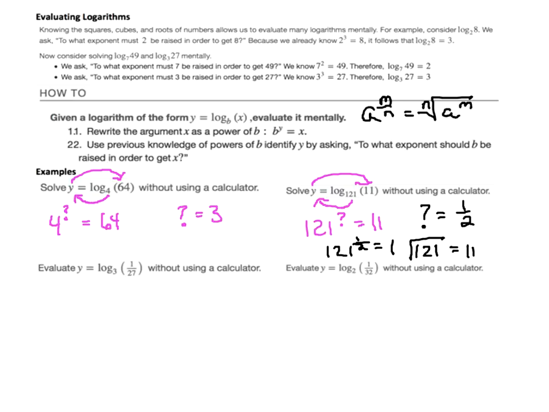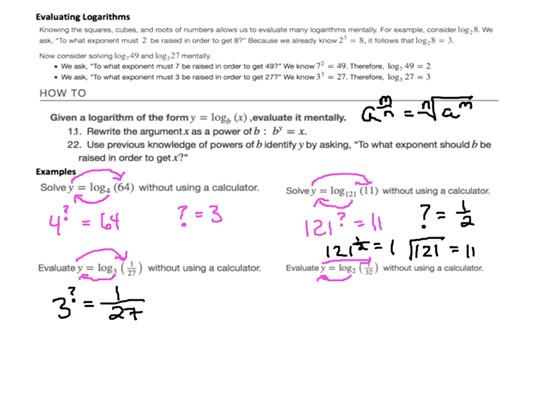Okay, so bottom left here, start at the base, raise to the something, and that equals the something. So if I rewrite this, that says 3 raised to the y, or to the something, gives me 1 over 27.